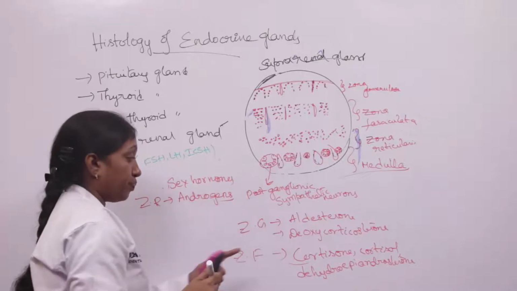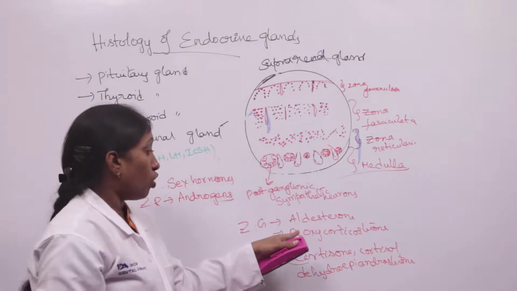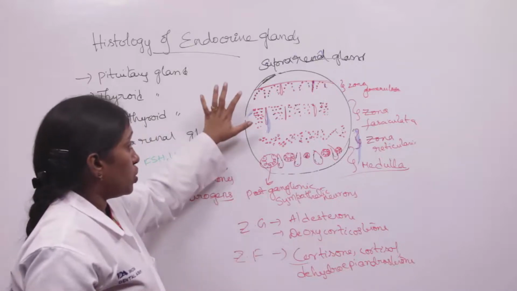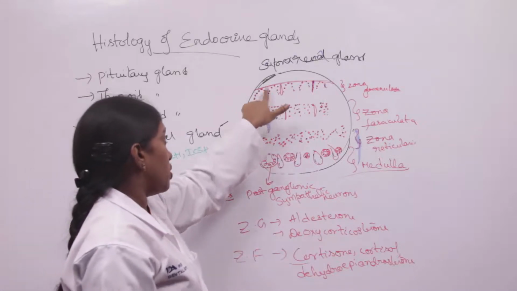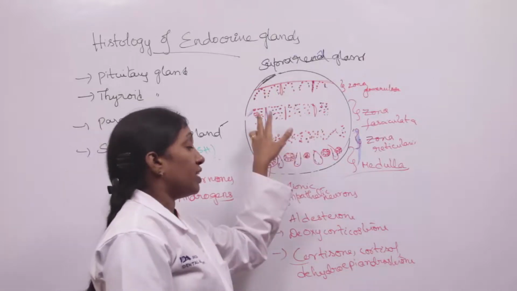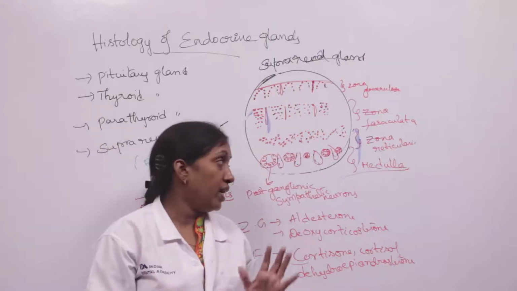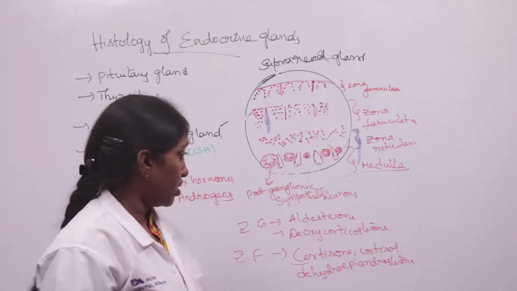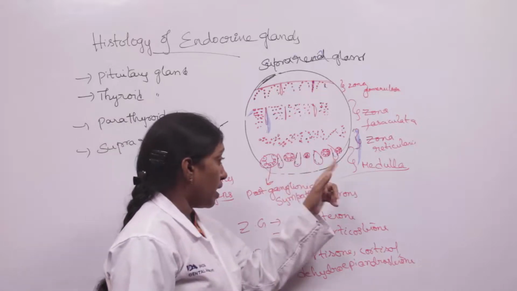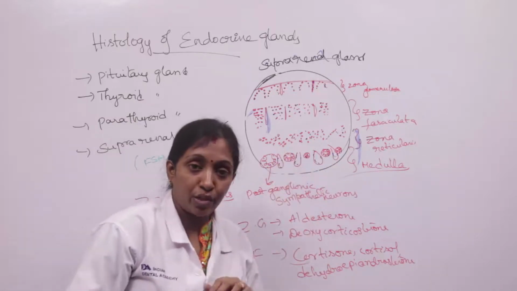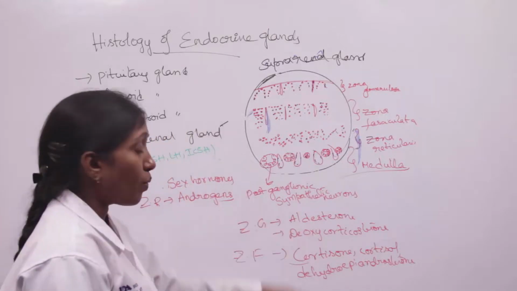It secretes glucocorticoids as well as the sex hormones. Okay, so in zona glomerulosa, the cells are arranged in inverted U shape separated by narrow sinusoids. In zona fasciculata, the cells are arranged in 2 to 3 in number. In zona reticularis, the cells branch and anastomose with each other. Then coming to the medulla, it consists of postganglionic sympathetic neurons separated by wide sinusoids.